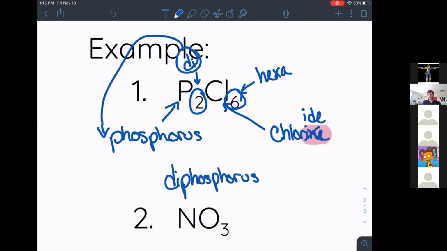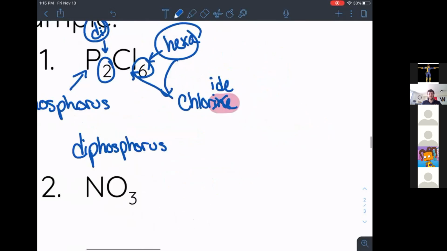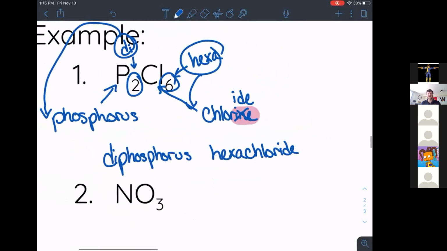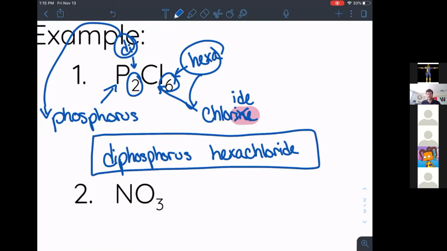And then my second one, I'm adding the prefix in front of this. So what is my second word going to read? Hexachloride. So I have diphosphorus hexachloride here as my compound's name. Are there any questions on that one?